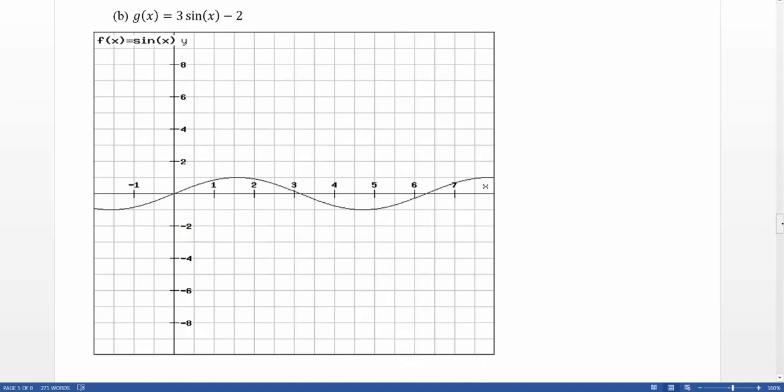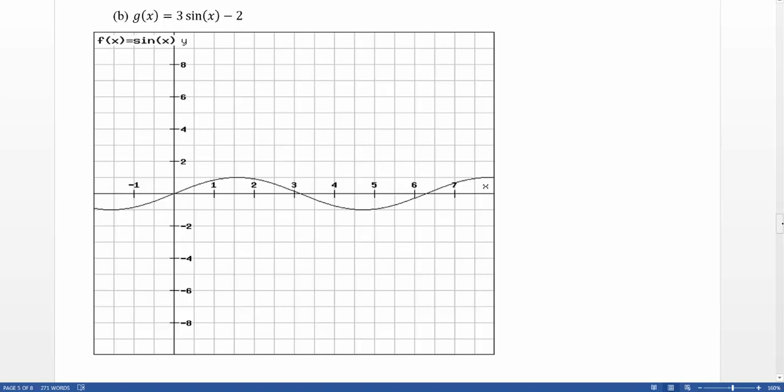Our next graph is going to be to take 3 sine x minus 2. So we need to take the 3 to stretch the graph by 3 units, and then we need to shift the whole thing down by 2 units. So we can do this in 1 step or 2. Since we're pretty new to this, I think it'll be better to do it in 2 steps.